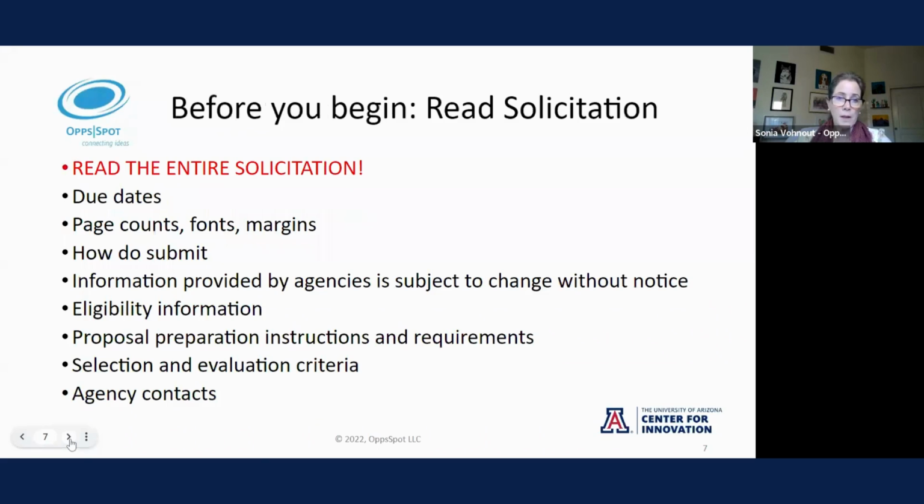Next slide. So read the entire solicitation. It's pretty long. I don't remember how many pages.